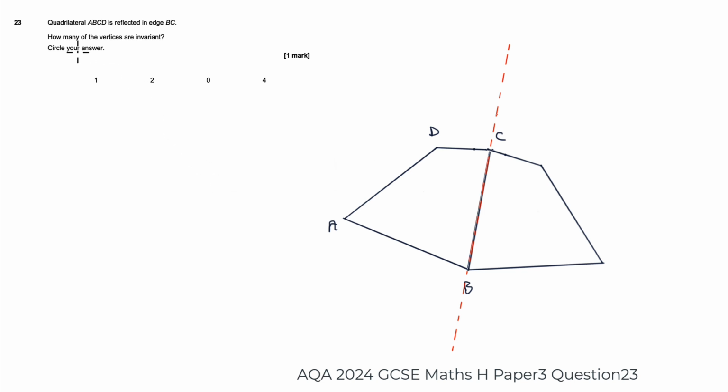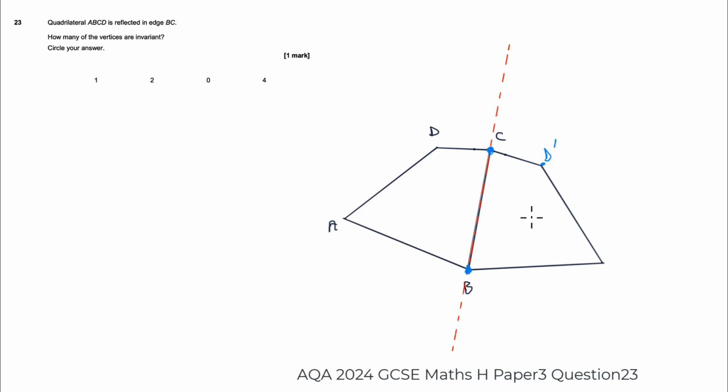Now they're asking us how many of the vertices are invariant. Invariant means they don't move after you've done that reflection. Well, there are two of them. The point B doesn't move, and the point C doesn't move. D does. It moves over to here.